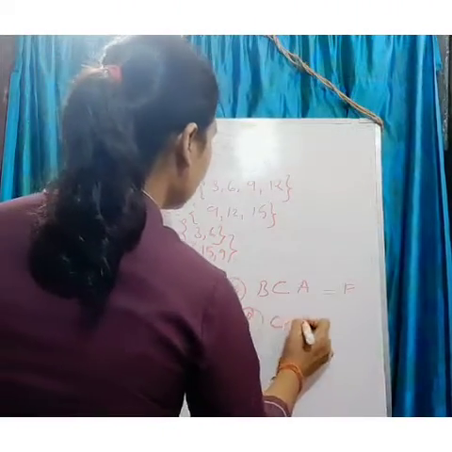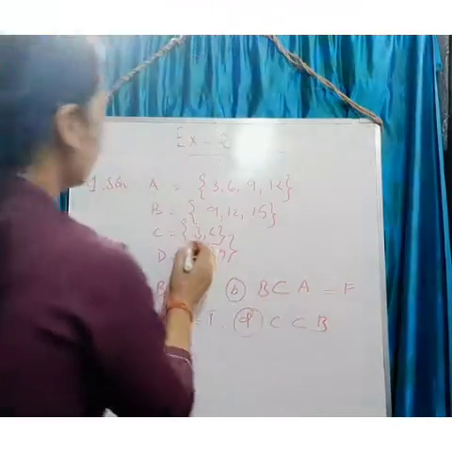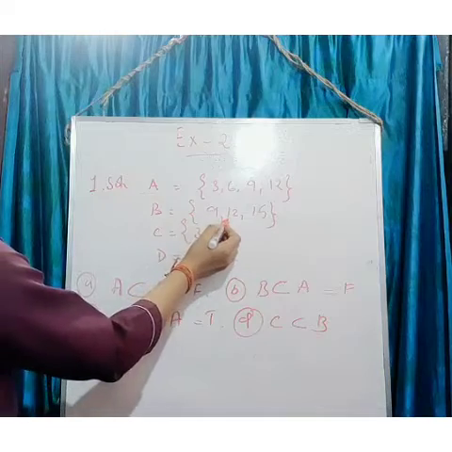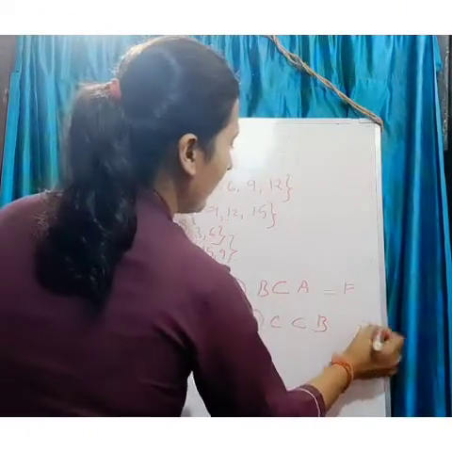Then you see D. C is a subset of B. C is 3 and 6. Here if you compare these two sets, these elements are not present in B. So this is false again.